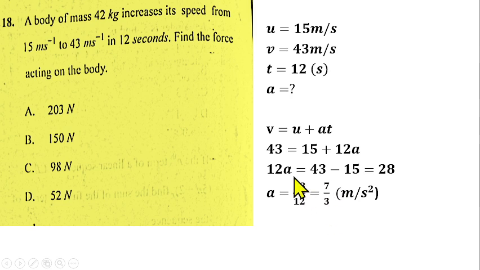You have 7 over 3 if you reduce this, because 4 can go into the top and bottom. You have 7 over 3 meters per second squared as the acceleration. So your aim is to find the force. We know that force is mass times acceleration, which is equal to the mass, 42, times acceleration, which is 7 over 3. If you simplify it, that gives us 98 Newtons as the force. So which is option C.